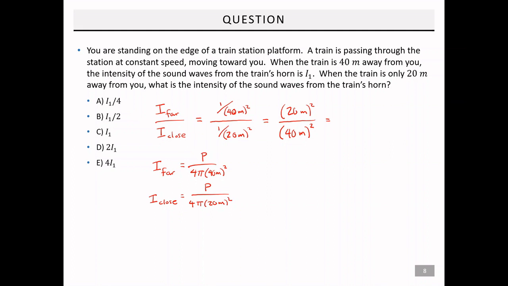At this point you could just plug it into your calculator, but I will keep working with the equations. So in the numerator, I'm going to have 20 m all squared. In the denominator, I'm going to write this as 2 times 20 m all squared. The 20 squared is going to cancel with the 20 squared in the denominator, and I'm going to be left with 1 over 2 squared, so I'm going to end up with 1 over 4 total. So the intensity at the far point at 40 meters divided by the intensity at 20 meters is equal to 1 over 4.